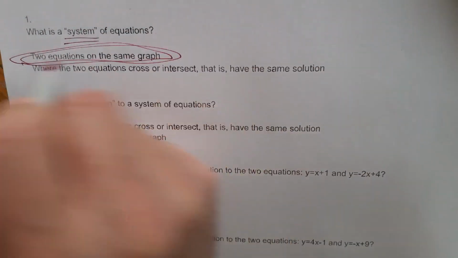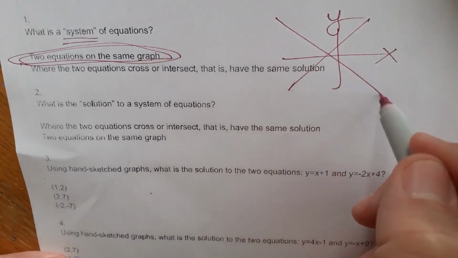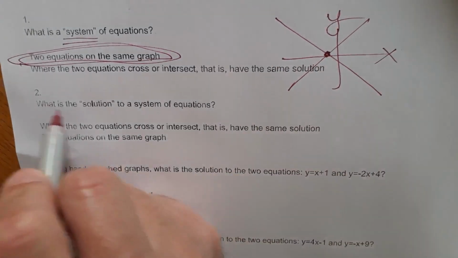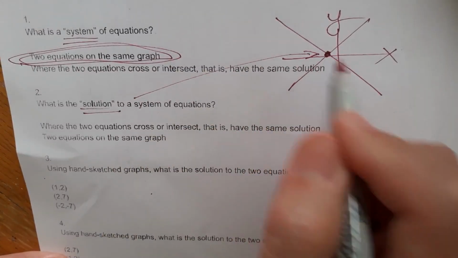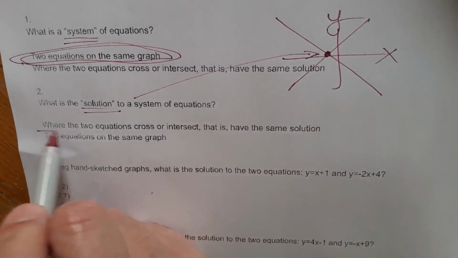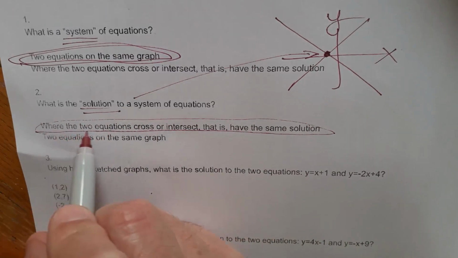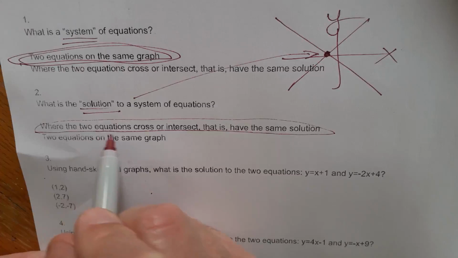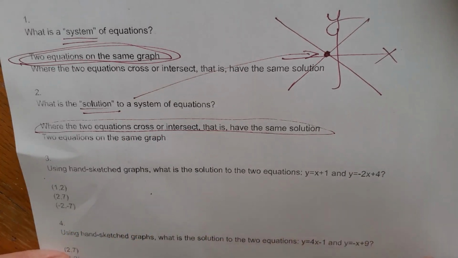What is a system of equations? So the system is 2 equations on the same graph. If you got a graph, you got x and y axes, right? And say you got a graph and a graph. And what is the solution to a system of equations? That is the point of intersection of the 2 graphs, where the 2 equations cross or intersect. And maybe it should say where the graphs of the 2 equations cross or intersect. That is, they have the same solution.